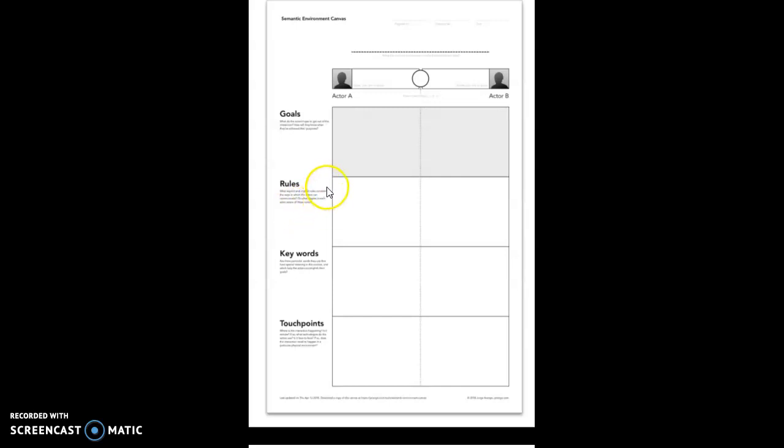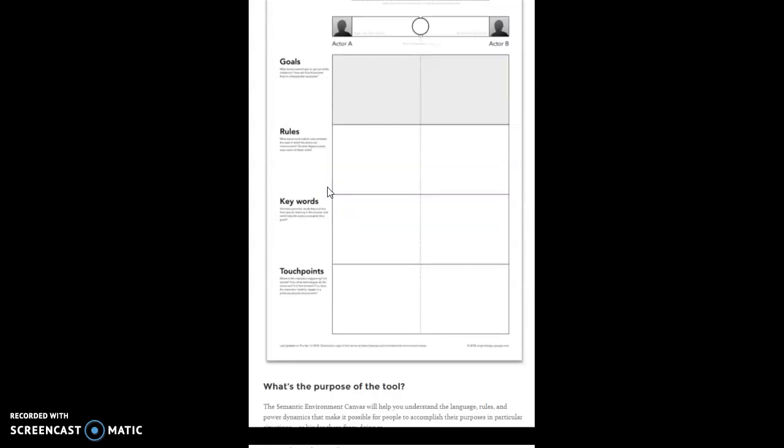So as we go through the semantic environment, I want you to think of, what are the goals for both of these characters with regards to the conflict situation that you talked about. What are the words that they would use? How would they get their message across? What would they do to make that happen?